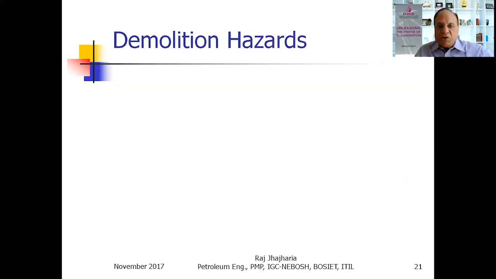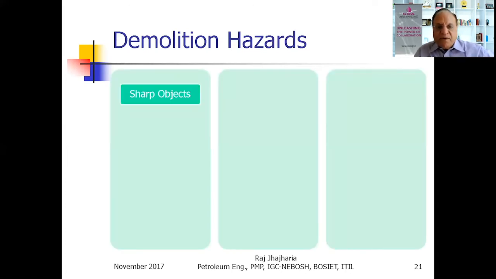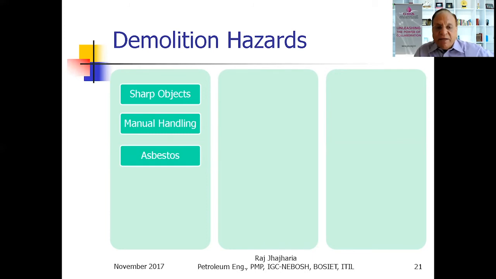In case of demolition, when you are demolishing a structure or a building, what are the hazards? Sharp objects. You may be encountering sharp objects. Manual handling. Asbestos. Asbestos, you know, is a material which when broken emits a kind of fume which causes cancer. It is dust actually, not fume, but dust. And this dust can go into your lungs and cause cancer.